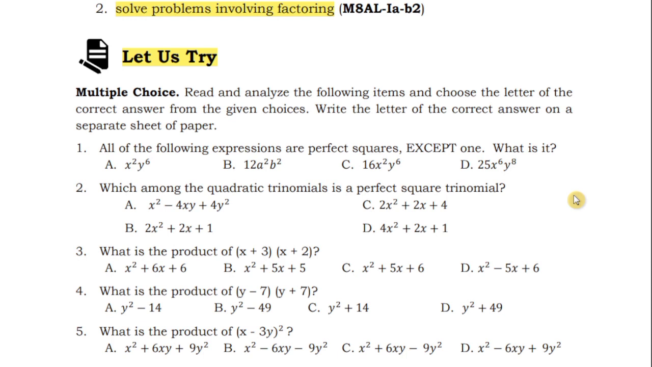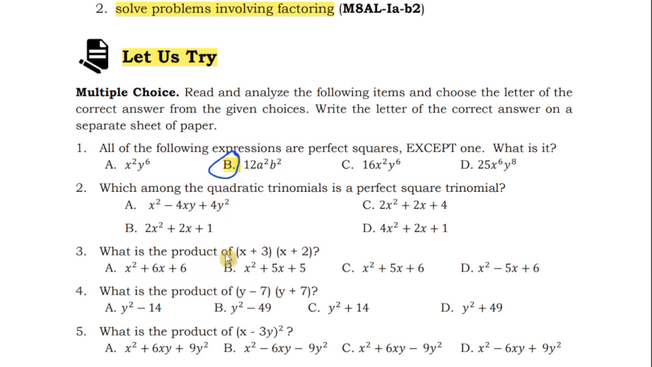All the following expressions are perfect squares, except one. What is it? A, x squared y to the 6th; B, 12a squared b squared; C, 16x squared y to the 6th; D, 25x to the 6th y to the 8th. So the answer is B. That would be for number 1. I will encircle this one, by the way.